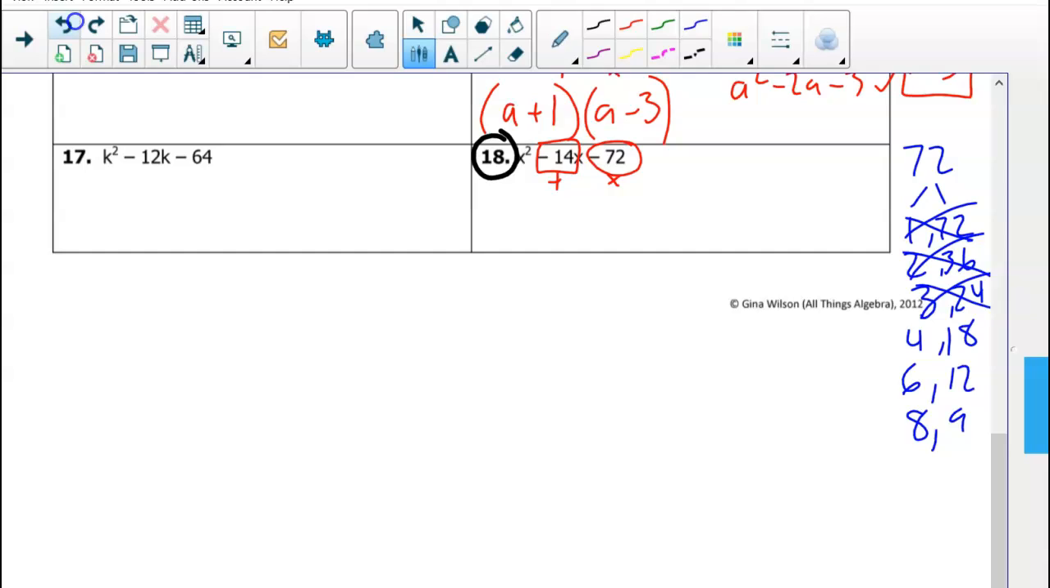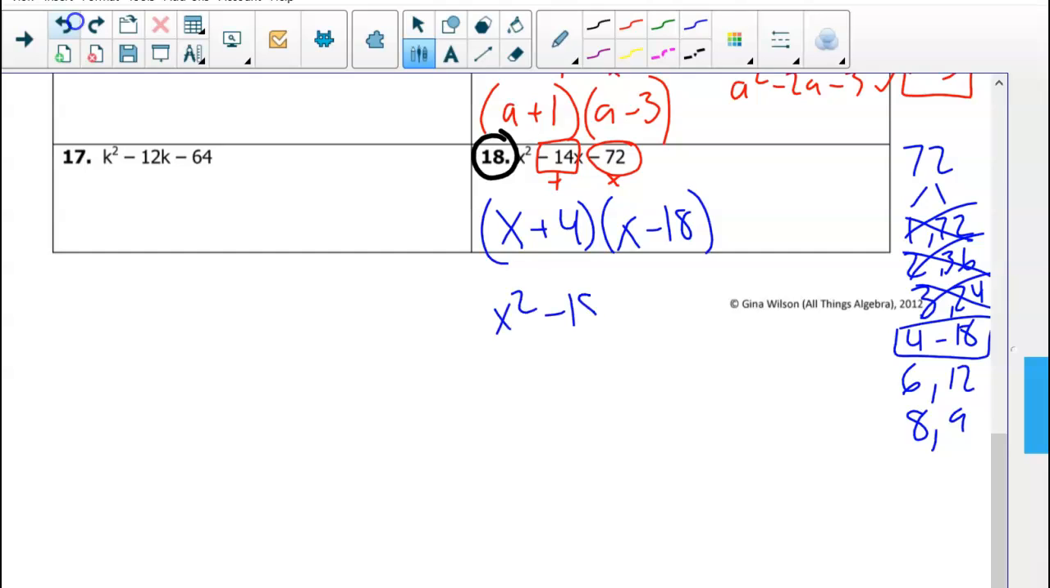Now 4 and 18, if I have negative 18 and positive 4, that would work. So I'd be left with x plus 4 and x minus 18. Just to double check, that'd be x squared minus 18x plus 4x minus 72. Combining my like terms, I'd get that negative 14x.